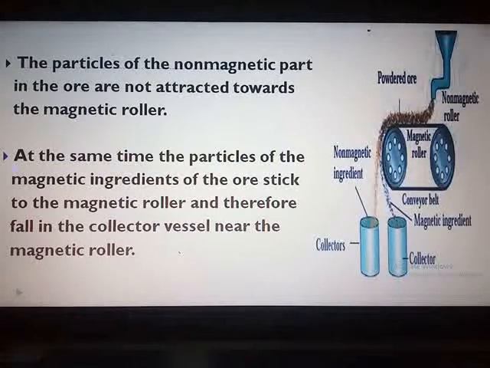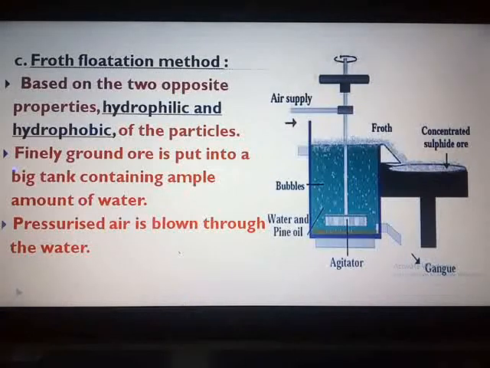After the magnetic separation method, the next method which we are going to study is froth flotation method. Now this froth flotation method is based on two opposite properties, hydrophilic and hydrophobic, of the particles. What do you mean by these terms, hydrophilic and hydrophobic?